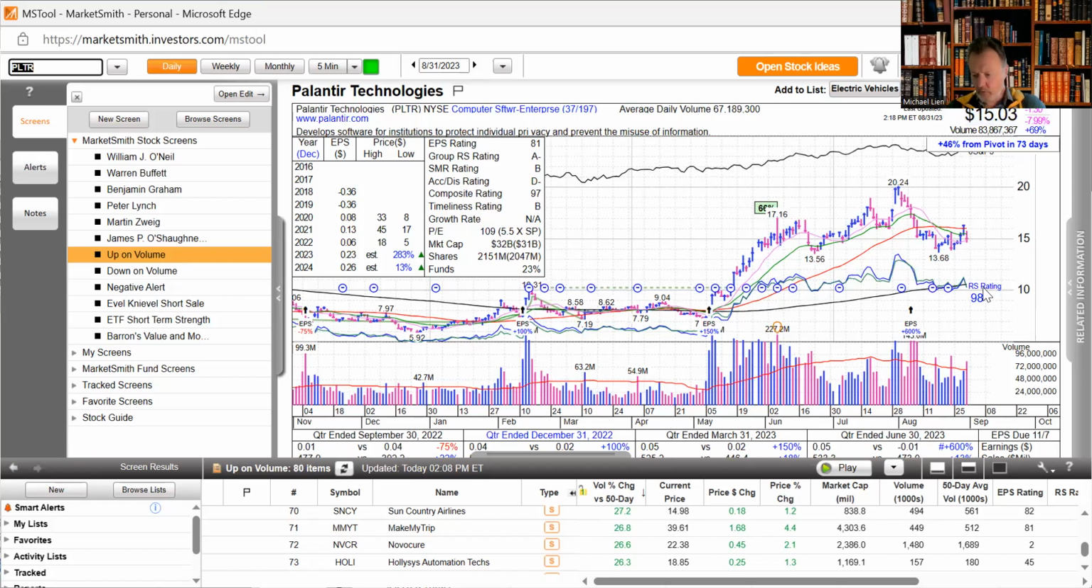So that's our news for today. We looked at some of the earnings movers in companies' stocks. See if we have anything else to look at here.